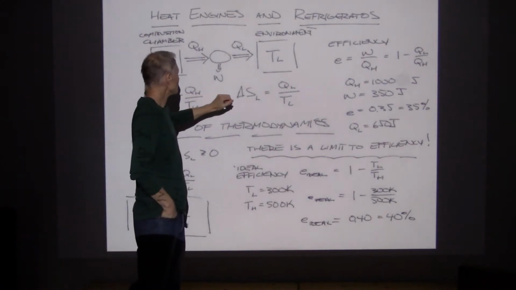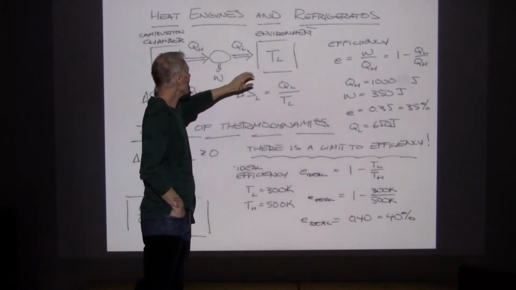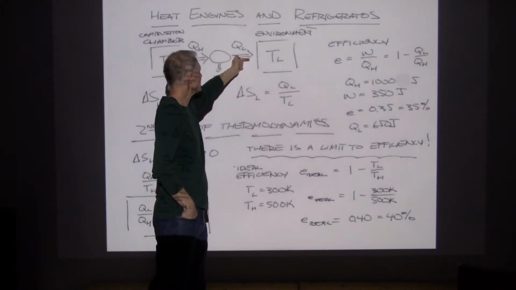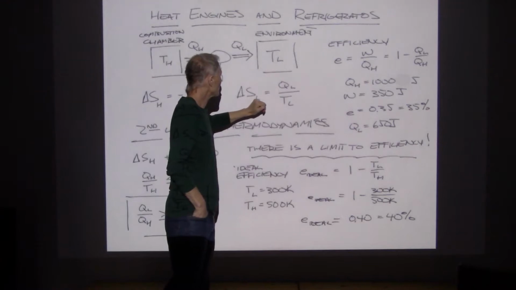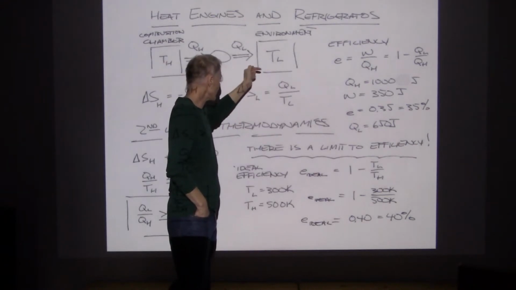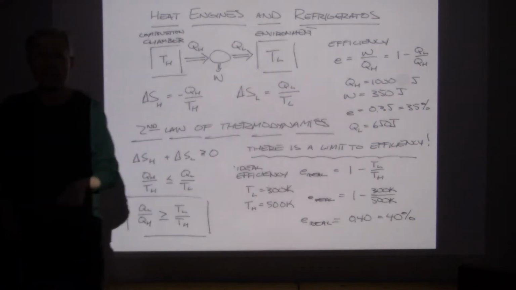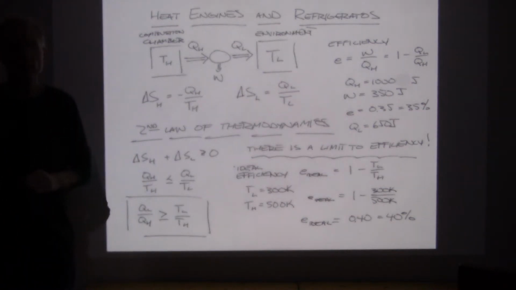Now, on the environment side, we're going to have some amount of QL leaving, and that's divided through by the temperature on that side. That'll tell us the entropy increase of the environment.